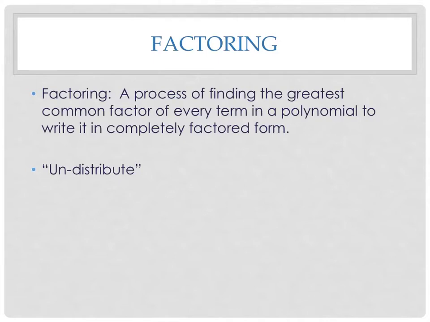Some vocab to put in your notebooks. Factoring is basically the process of finding the greatest common factor of every term that you would see in a polynomial. So it goes way back to your 5th and 6th grade years when you were learning about the factors of whole numbers. Now we're going to look at common factors within a polynomial. And then we're going to use a word called undistribute, and basically what we're doing is the distributive property in reverse. So go ahead, take a few moments, copy down the terms here, and then we'll move forward.